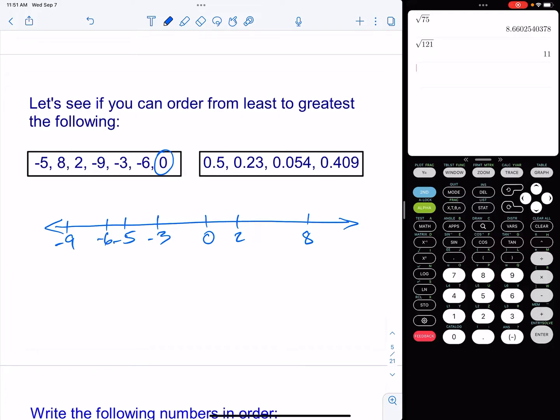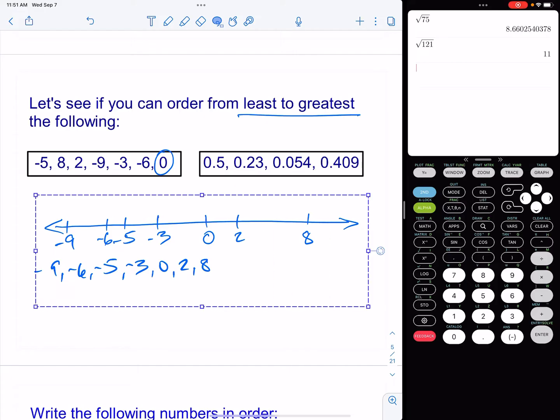So now that I have those written, I can write them in anywhere I want to. But since I'm doing least to greatest, we're going to write it as -9, -6, -5, -3, 0, 2, and 8. And that would be my order. Now, if we're wanting to do decimals, well, decimals are a little bit tougher. So we've got to really think about the decimals here.